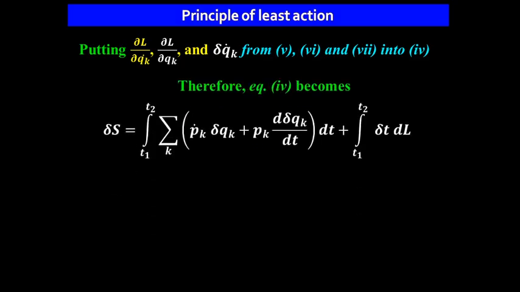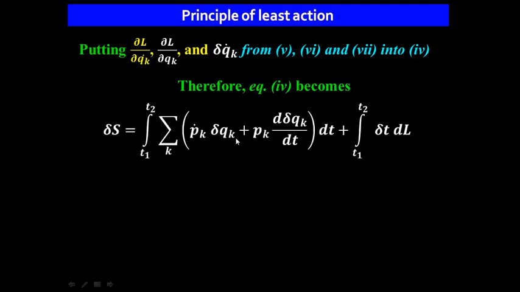Therefore equation number 4 becomes as follows. We have put the value of del L by del qk, that is pk dot, into delta qk, and del L by del qk dot, that is pk, and delta qk dot, that is d by dt delta qk. So we put all those values in equation number 4 and got these terms.